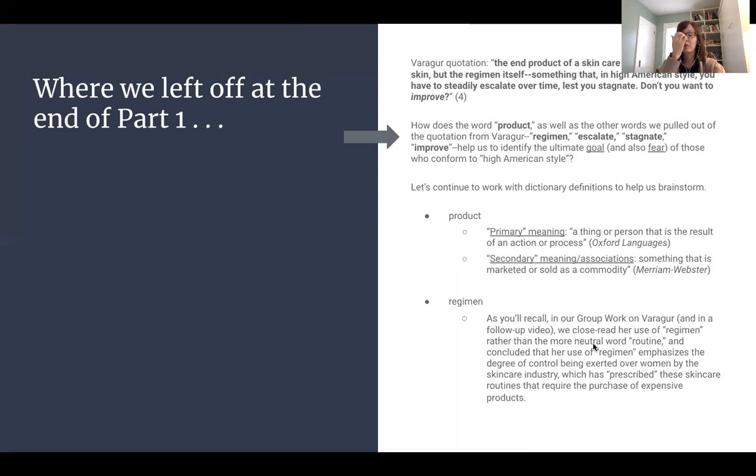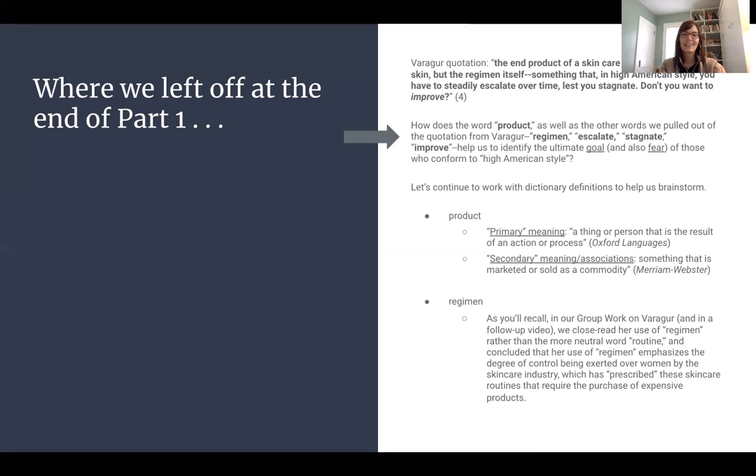Okay, and regimen, as you'll recall in our group work from Vargar, and then the video that was the follow-up to that group work, we close read her use of regimen rather than the more neutral word routine, and concluded that her use of regimen emphasizes, notice our close reading verb, the degree of control being exerted over women by the skincare industry, which has quote unquote prescribed, right? A regimen is prescribed, usually by a doctor, which has prescribed these skincare routines that require the purchase of expensive products, right?